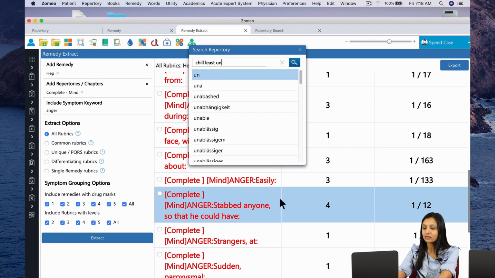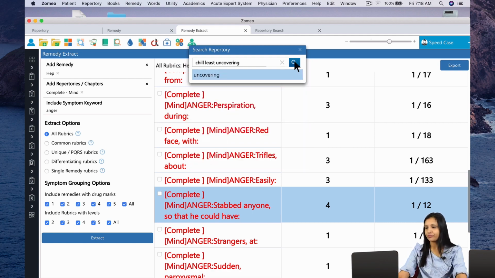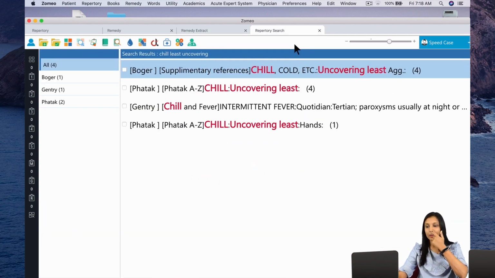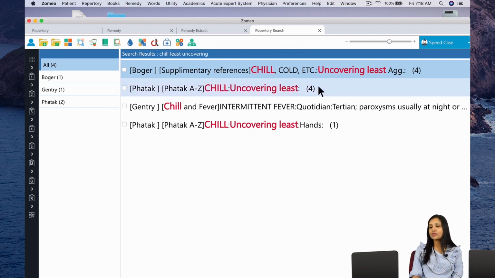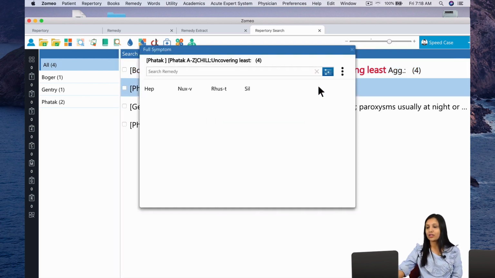least uncovering. Now, let us have a look at the reference from Phatak's repertory. Chill, uncovering, least. Only 4 remedies: Hepar Sulph, Nux vomica, Rhus tox and Silicea. We will see ahead how Hepar Sulph and Silicea also come very close to each other.